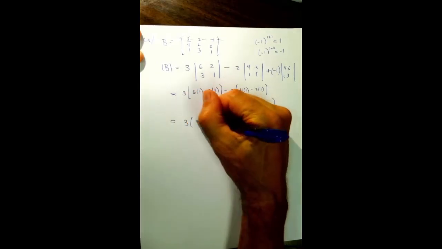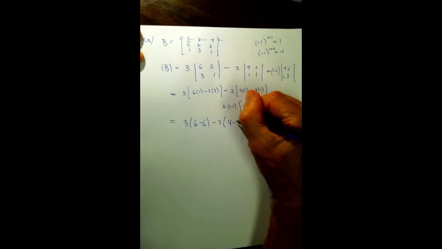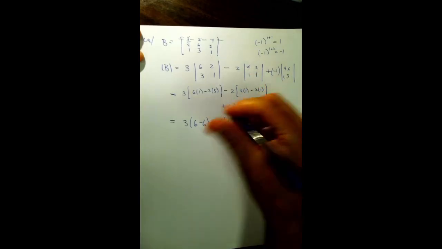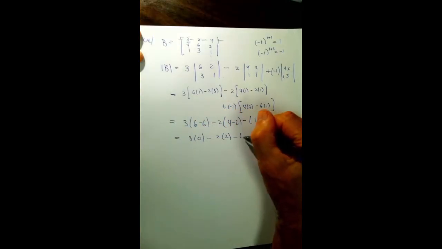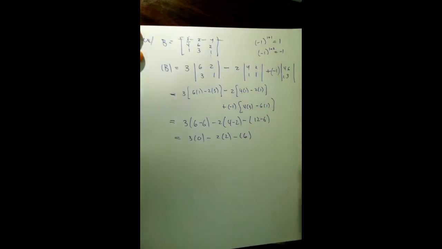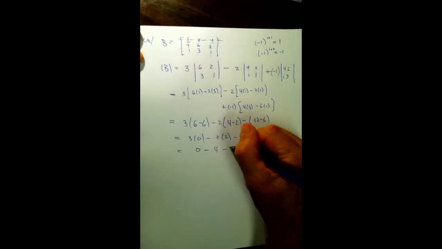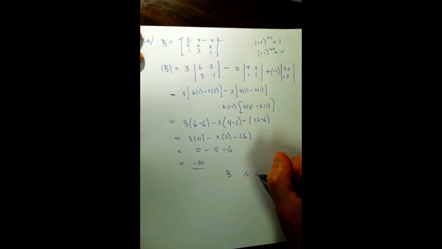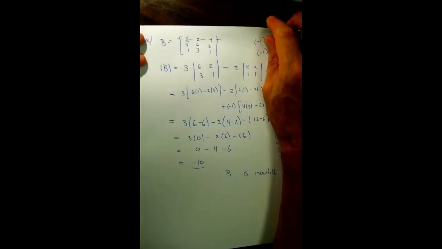So this is going to be 3 times 6 minus 6 minus 2 times 4 minus 2 plus a minus 1. So that's going to be 12 minus 6. So that's 3 times 0 minus 2 times 2 minus 6. So I'm going to get 0 minus 4 minus 6 is minus 10. So B is an invertible matrix. Let's do another example.